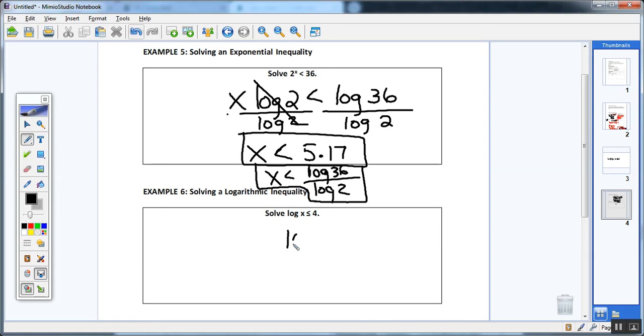Ten to the fourth would be less than or equal to what? X. Because I put my base and my exponent here, keep the sign the same, put your x over there. All agree?